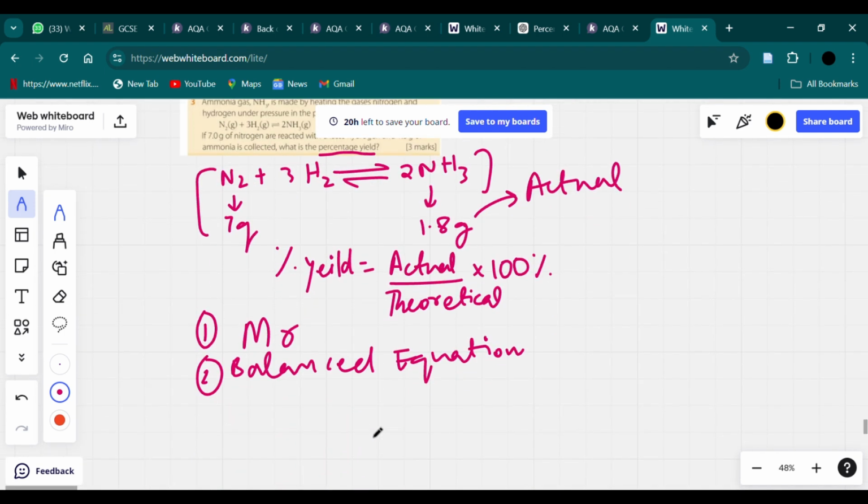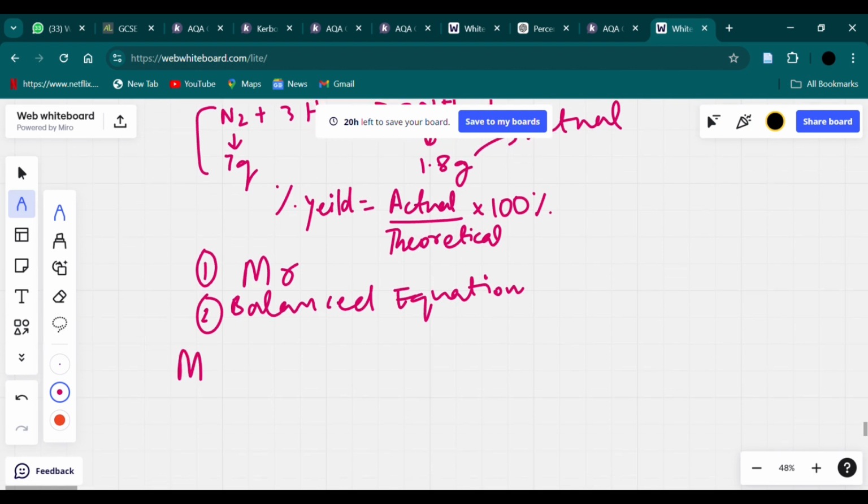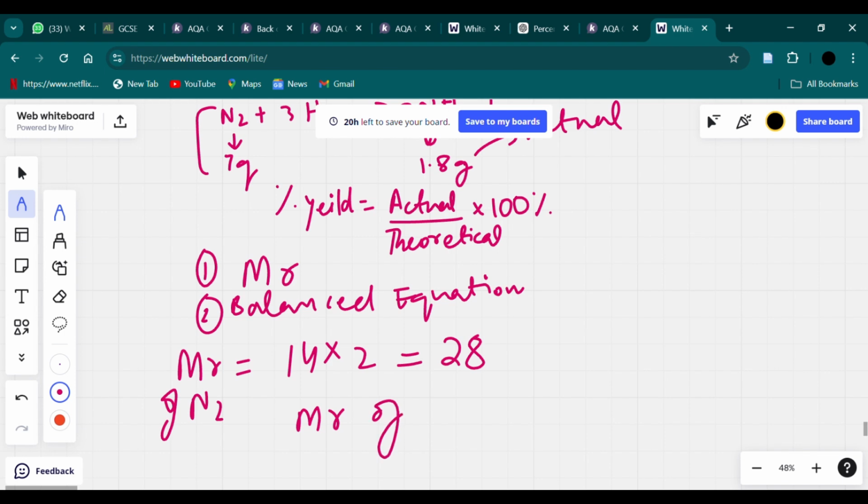So we will find out the molar mass of the nitrogen. Here the relative atomic mass of nitrogen is 14, and there are 2 atoms of nitrogen here, so you multiply by 2, and that is equal to 28. Now you will find the formula mass of the ammonia. Here the relative atomic mass of nitrogen is 14 plus the relative atomic mass of hydrogen is 1, and there are 3 atoms of hydrogen, so we multiply by 3, and that is equal to 17.